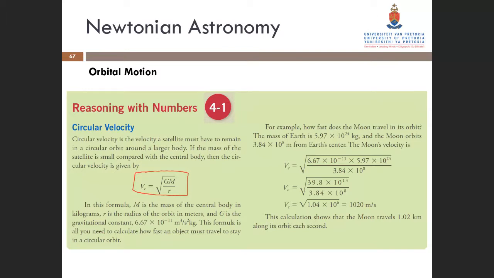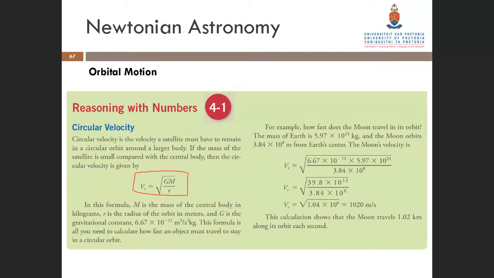GM over r. In this formula, M is the mass of the central body in kilograms, r is the radius of the orbit in meters, and G is the gravitational constant. This formula is all you need to calculate how fast an object must travel to stay in circular orbit.